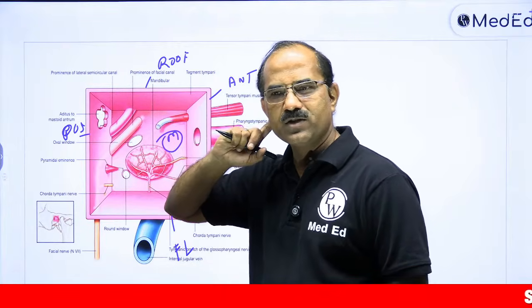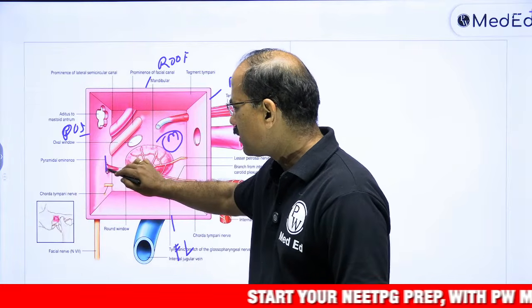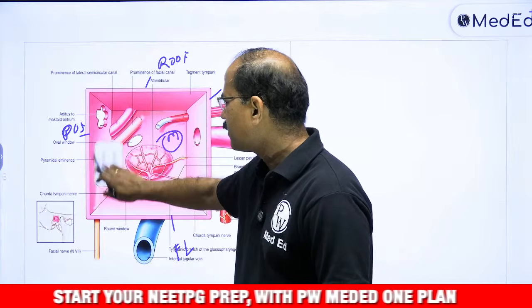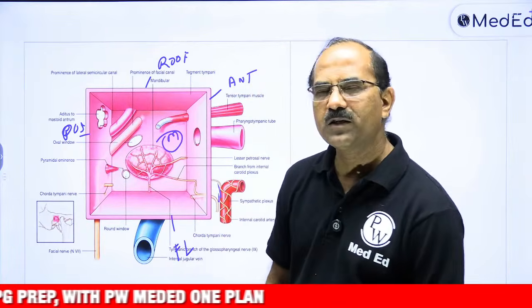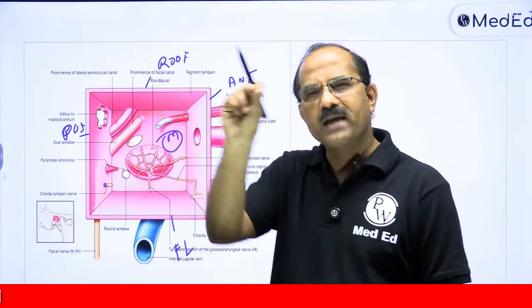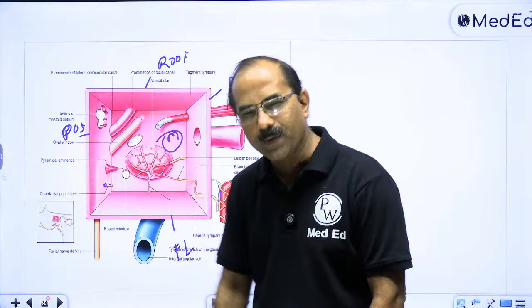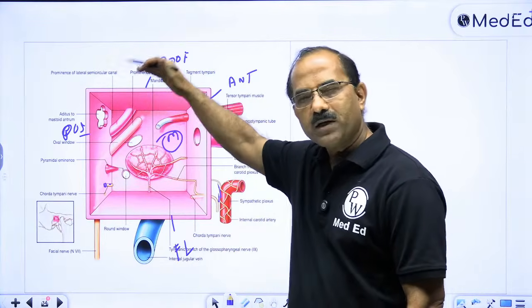पीछे क्या होता है? Aditus to the mastoid. The posterior wall shows the pyramidal eminence. यहाँ पे stapedius muscle attached होता है, and there's a small passage for the chorda tympani nerve. ये chorda tympani nerve यहाँ से अंदर आती है. The roof is formed by tegmen tympani.